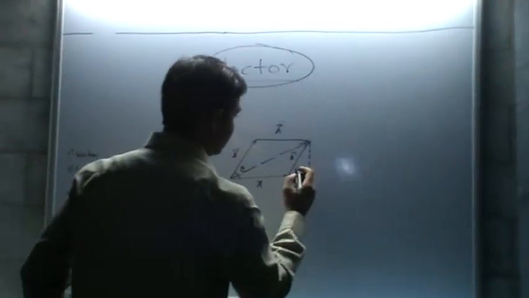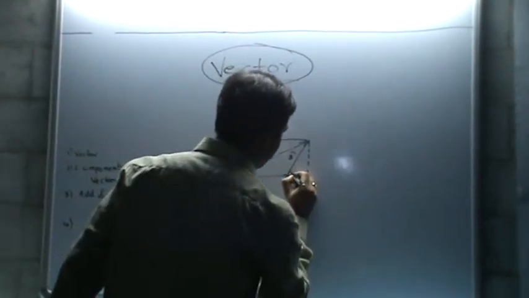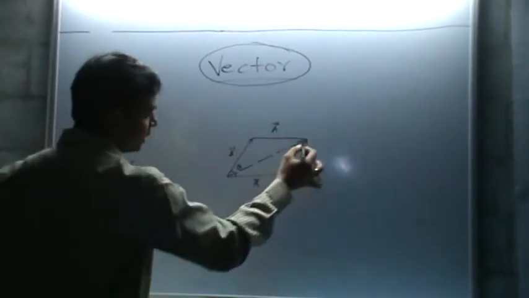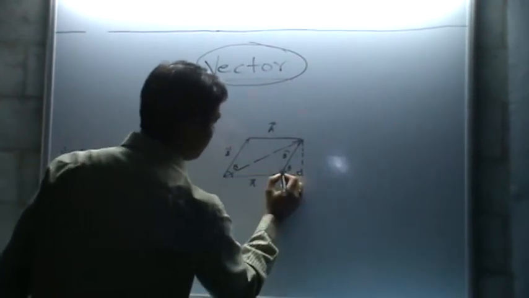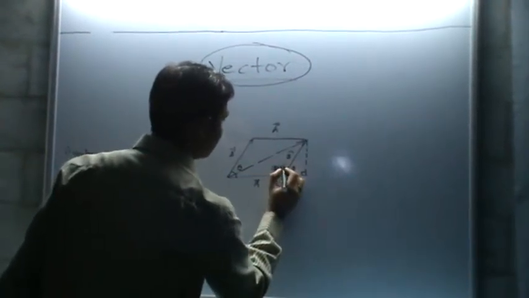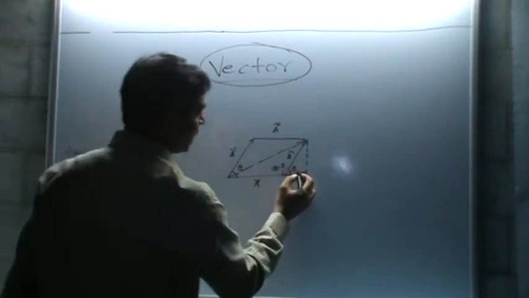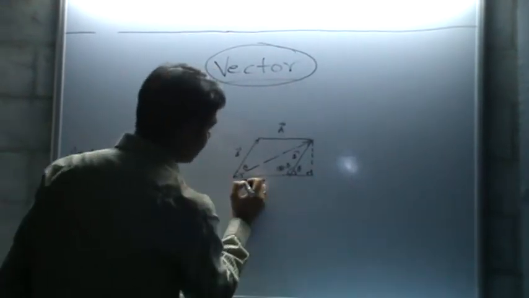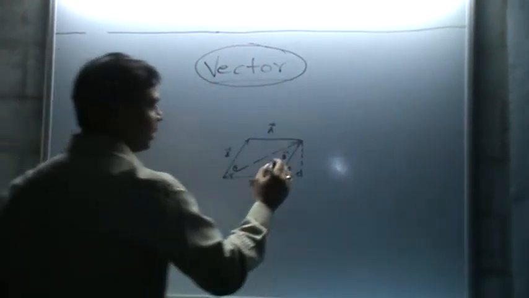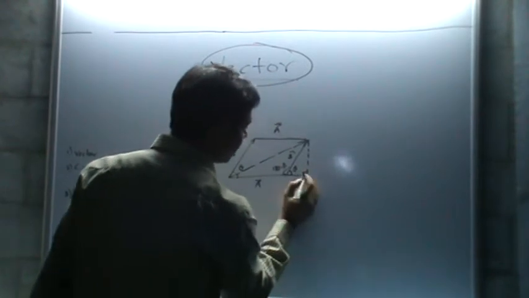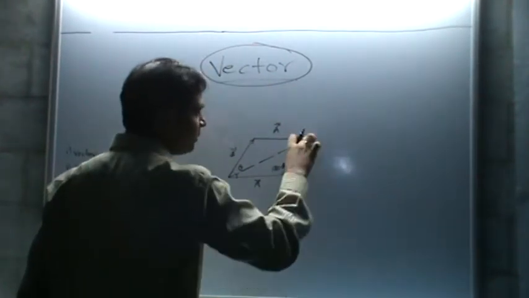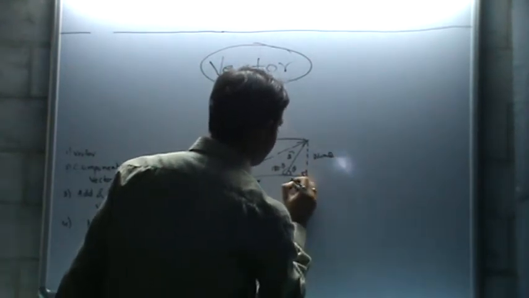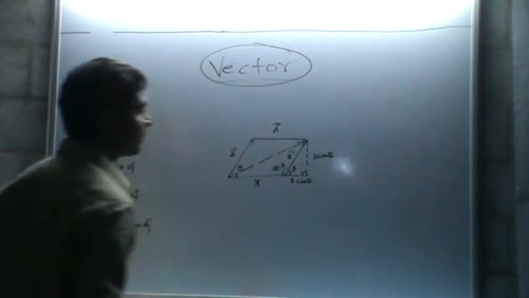Now this angle and this angle will remain same. This angle will be the same because this is parallel, this is parallel. This angle is 180 minus theta, and this angle will become theta because these two are parallel. If someone is cutting it, this angle and this angle remain same. Now what will happen? This component, B cos theta, B sin theta. This will become B sin theta. This will become B cos theta. Right?